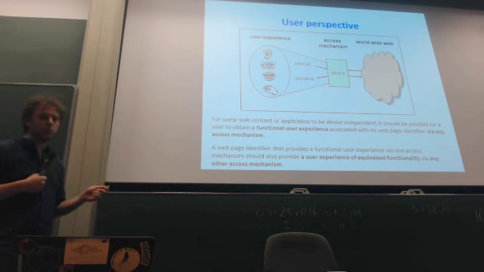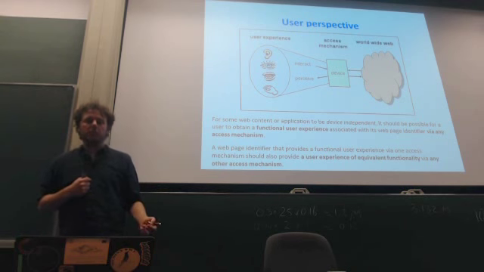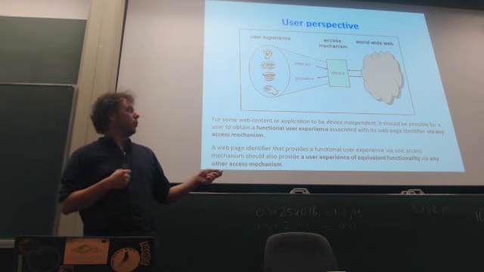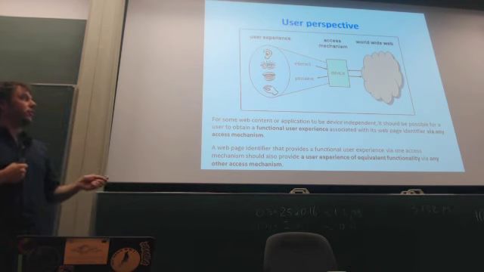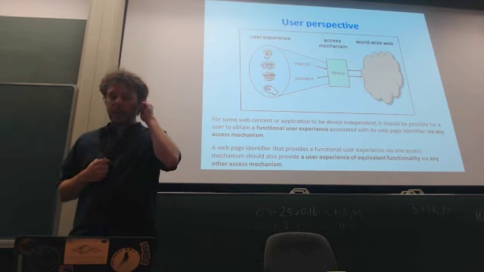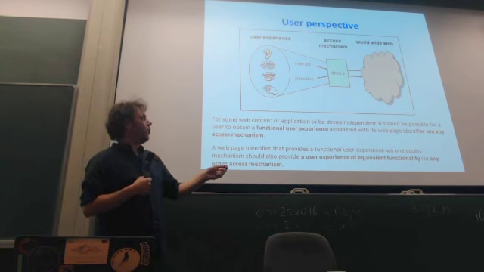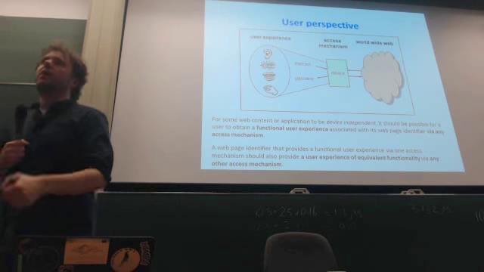So the first one is the user perspective. What does device independence mean from a user perspective? It means that there's some content on the World Wide Web, and I'm a user, and I have all kinds of ways of perceiving and interacting with content, and I have some access mechanism which allows me to do this. If I look at it from a user perspective, that's all I care about.